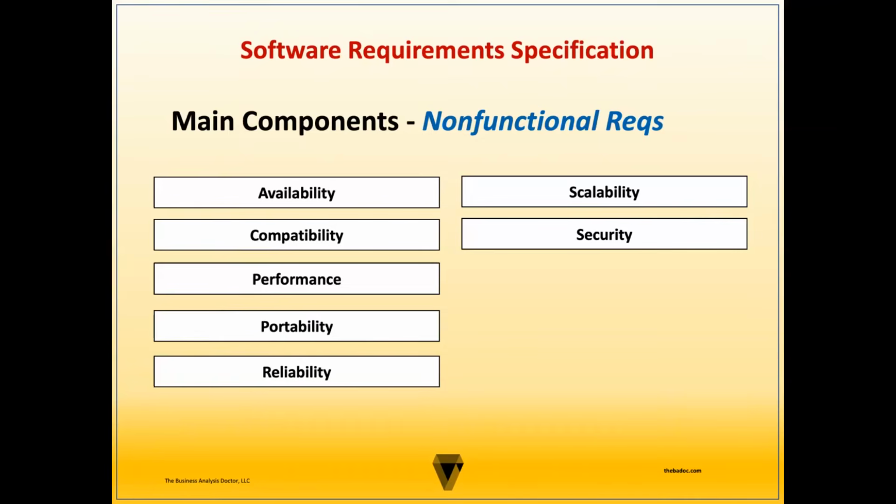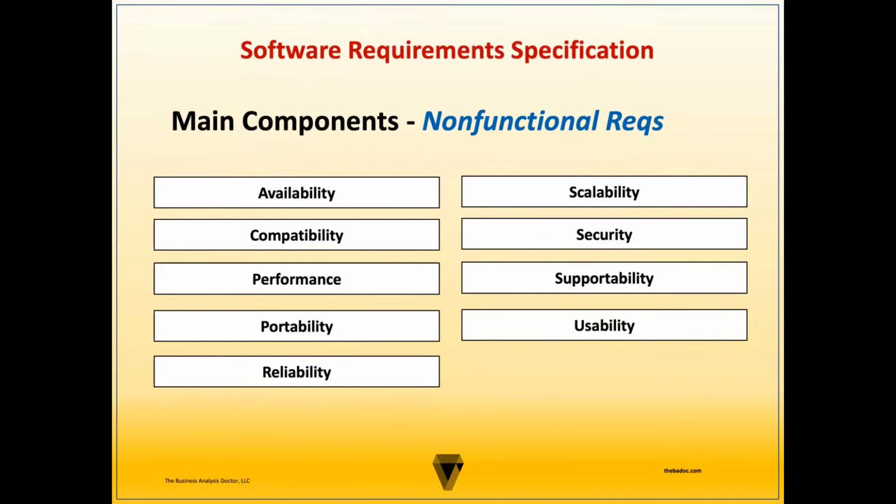Security is how well the solution protects against unauthorized use, modifications, destruction, or disclosure. Supportability is how easy the solution is to install, configure, and maintain, and the adequacy of supporting and training documentation. Usability is the ease with which the user can learn to use and navigate through the solution. Localization refers to requirements related to local languages, laws, currencies, cultures, and other geographically driven user characteristics.